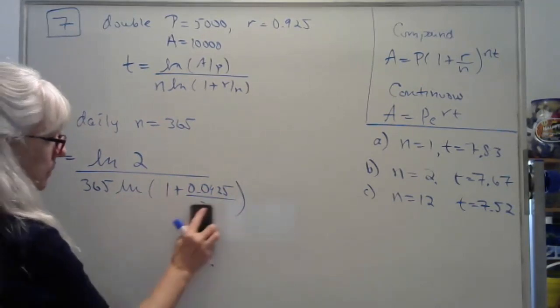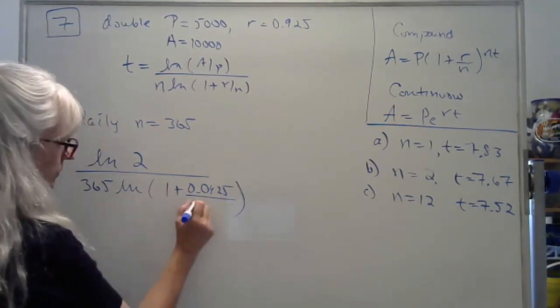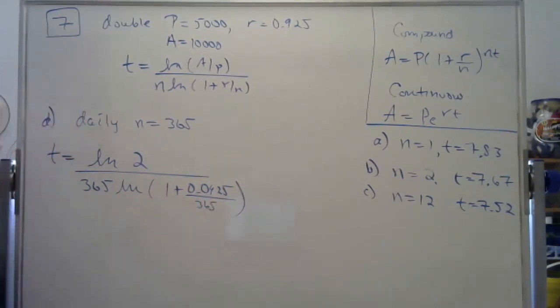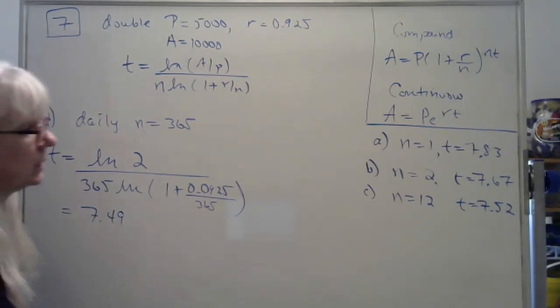That's really sloppy. Okay. Natural log of 2 divided by 365 times the natural log of 1 plus 0.0925 over 365. Okay, and I got 7.494.